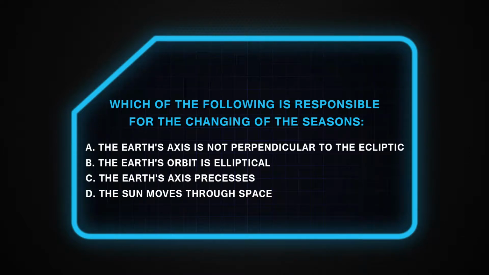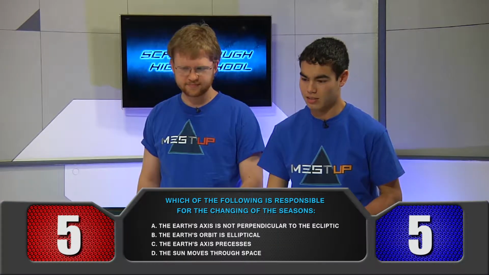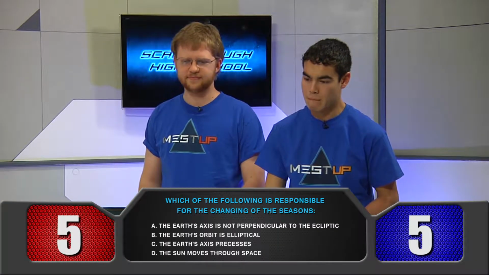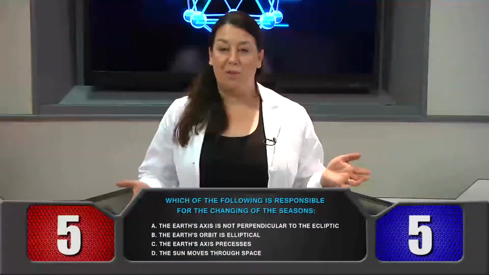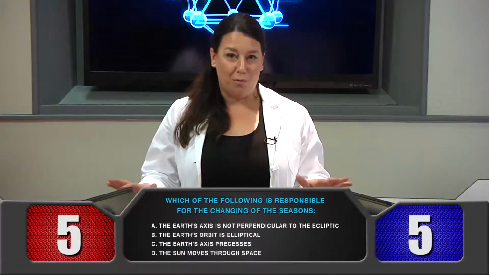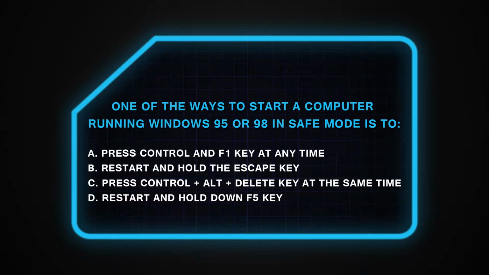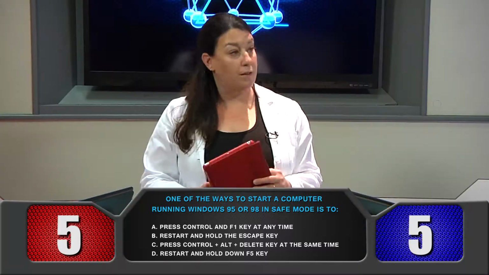Question three, which of the following is responsible for the changing of the seasons? Blue team. A. That is correct. The Earth's axis is not perpendicular to the ecliptic. And due to a problem with the buzzer, that question will not count for either team. Question four. One of the ways to start a computer running Windows 95 or 98 in safe mode is to... Blue team. D. That is correct.